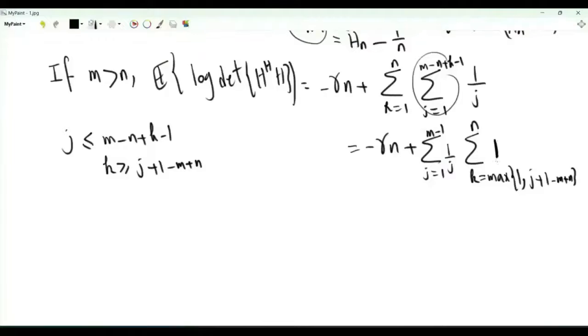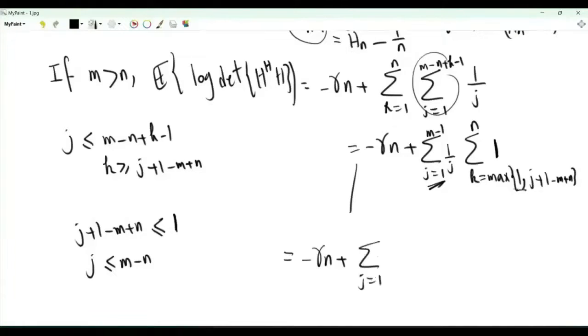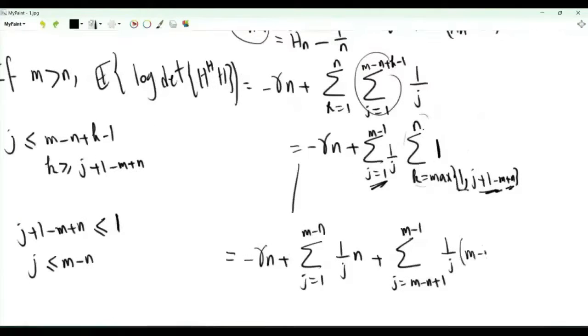If this maximum is 1, we have n terms in the sum. Otherwise, we have fewer terms. The maximum is 1 if j plus 1 minus m plus n is less than or equal to 1, which means that j is less than or equal to m minus n. So we can take the expected value and write it as minus gamma n. Then we split the sum with respect to j. j from 1 to m minus n. In this case, this summation is equal to n. Then we have j from m minus n plus 1 to m minus 1. And in this case, the sum is from j plus 1 minus m plus n to n. The number of terms is m minus j, which is n minus this quantity plus 1.